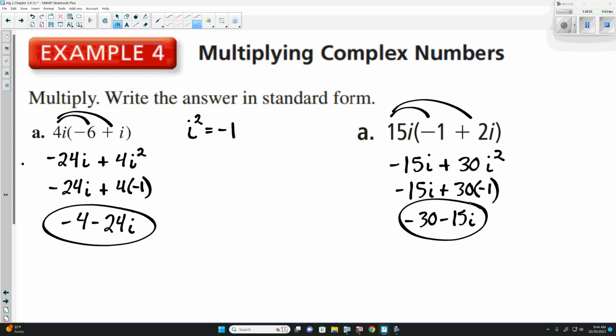We always want to write them in standard form. Standard form for any complex number comes in the form of a plus bi. We want to put the real part first, our imaginary part second. That's not technically wrong to put it as negative 15i minus 30, but we normally write it the other way.